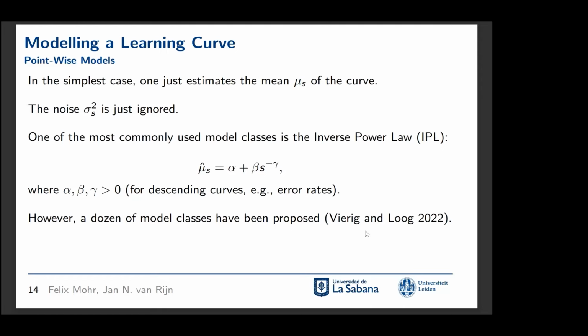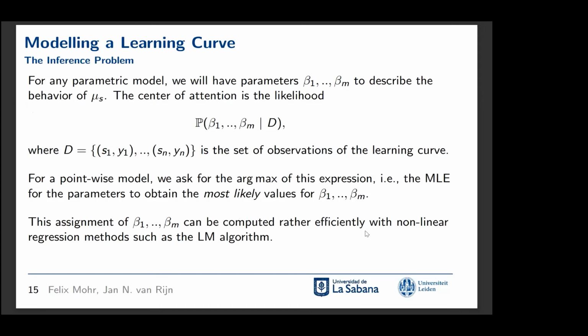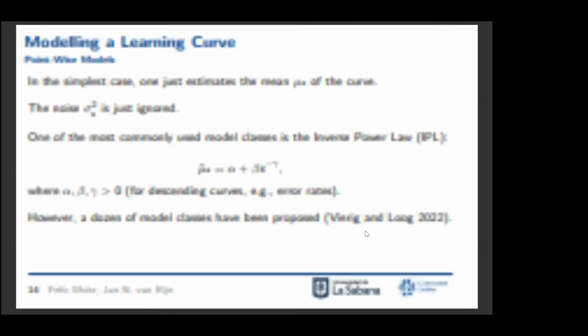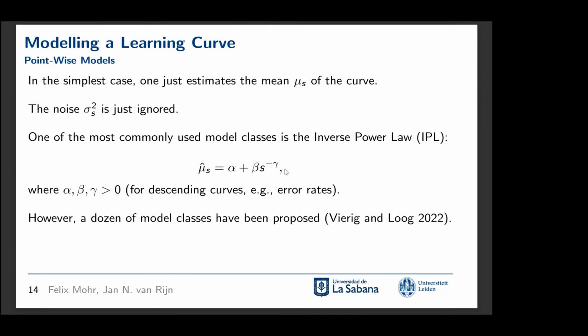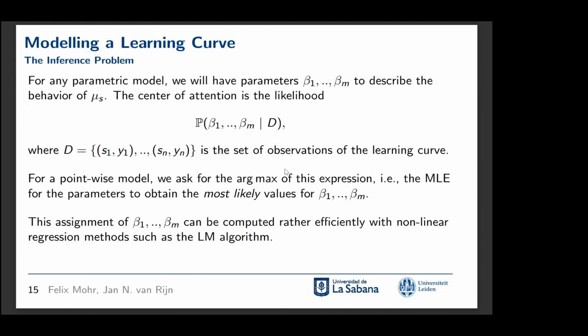So here, ignoring the noise, we have three parameters: alpha, beta, and gamma. The goal is an inference problem: we have the inverse power law or some other model. There are empirically better models than the IPL. I'm just using it here because it's the most known model, but it's certainly not the best one.